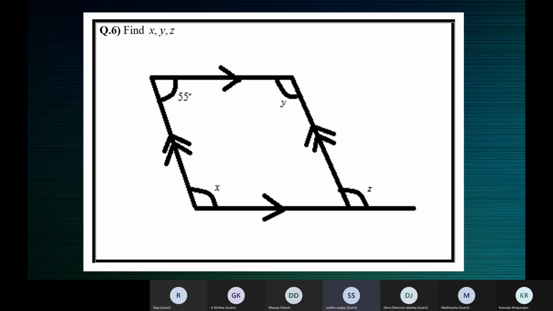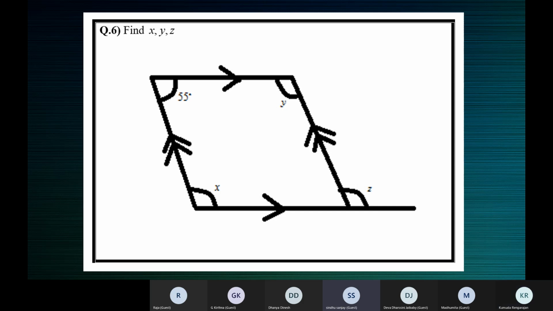Ma'am, X value is 125, ma'am. X is 125 degrees. Explain how you got 125 degrees. X plus 55 is equal to 180, ma'am. How do you say that? Ma'am, because they are adjacent angles and they sum up to 180, ma'am.